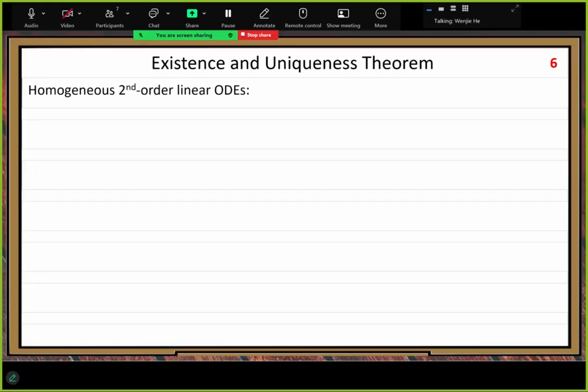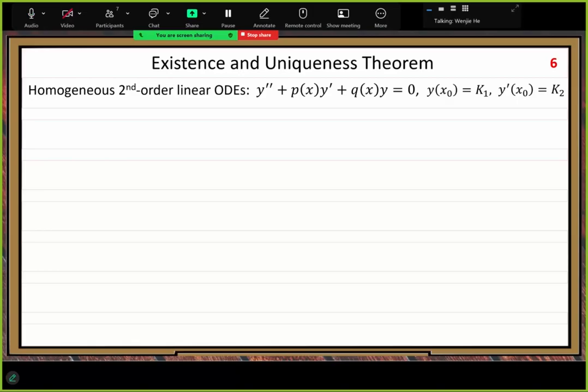All right, the first one, the homogeneous second order linear ODE, the standard form like this. Then we add an initial value condition. Two initial values we need. All right, then let's look at the result of the theorem, the existence and uniqueness theorem.